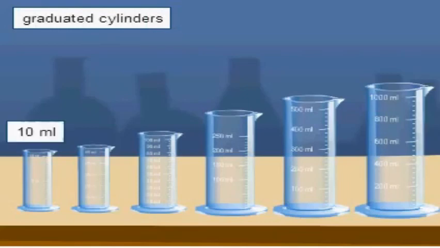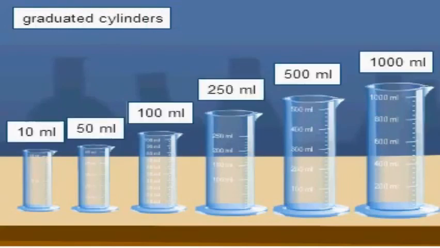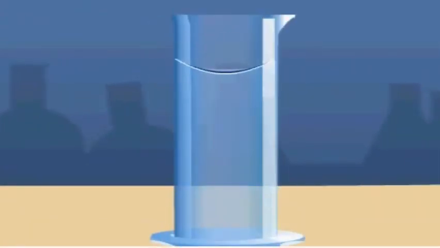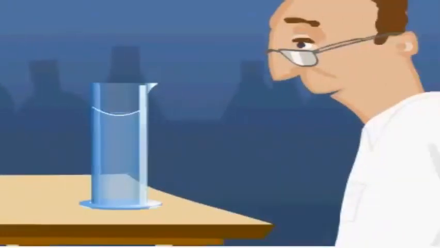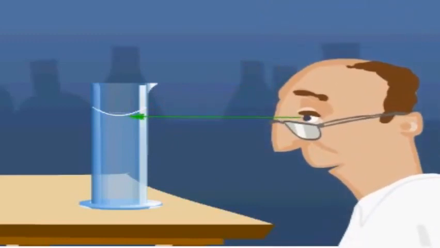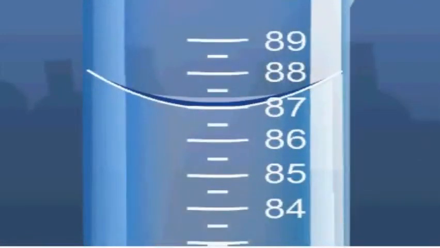Depending on the volume, graduated cylinders may be used for measuring amounts of liquids ranging from several milliliters to several liters. If we take a closer look at the surface of the liquid in the cylinder, we will notice that it is not flat but slightly concave. This curved shape of the liquid surface is called the meniscus. How do we read the volume of liquid correctly? We look at the scale on the cylinder so that the bottom of the meniscus is at eye level. We look for the line on the scale that is level with the bottom of the meniscus. The value it represents is the volume of the liquid. In this case, the volume is 87 milliliters.